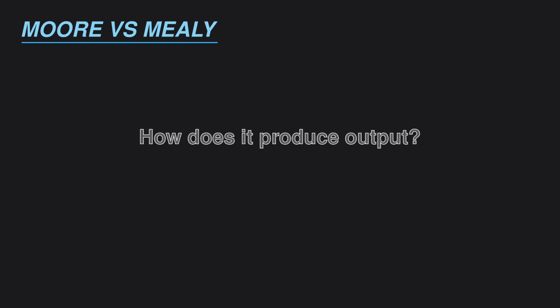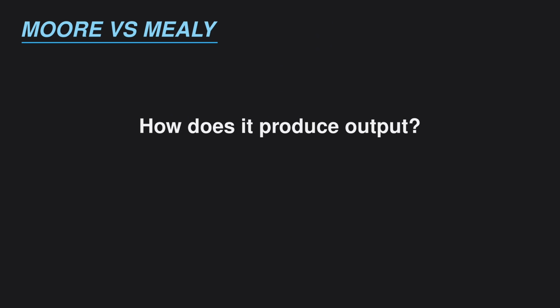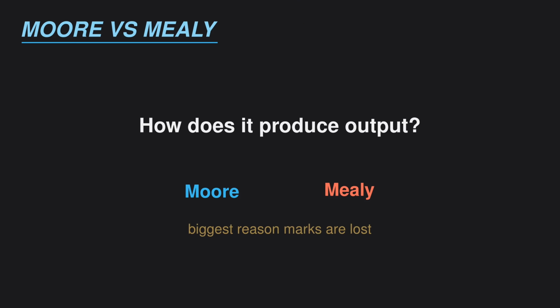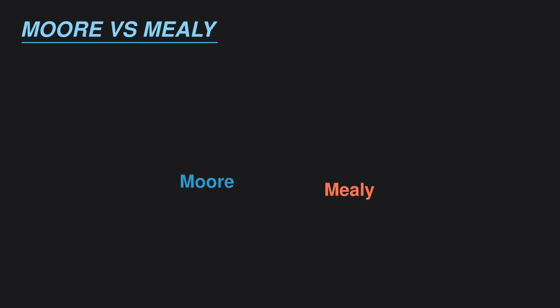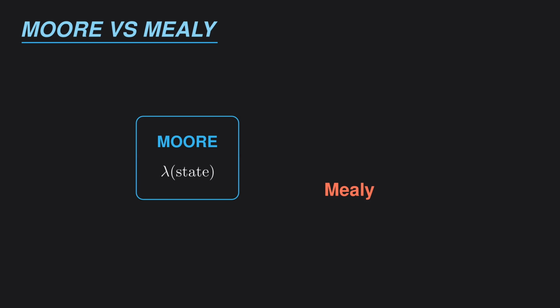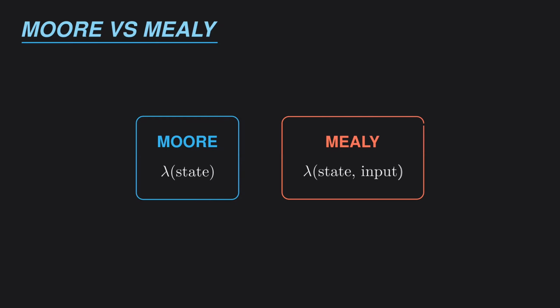Now that we can describe a state machine, we hit the central question of this whole topic. How does it produce output? And this is exactly where finite state machines split into two families. Confusing these two families is the single biggest reason students lose marks. So let us slow right down. A Moore machine produces an output that depends only on the current state. A Mealy machine produces an output that depends on the current state and the current input.